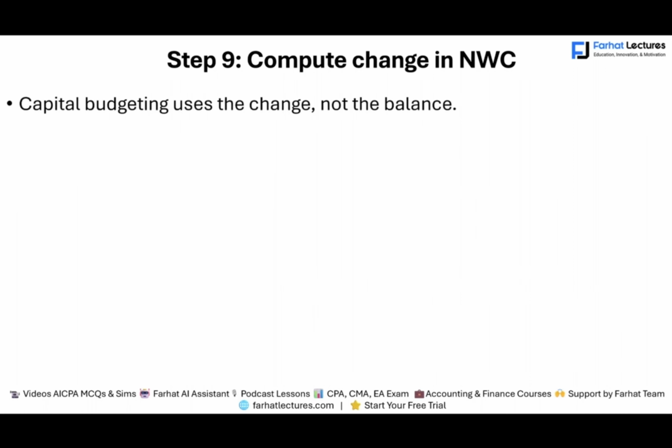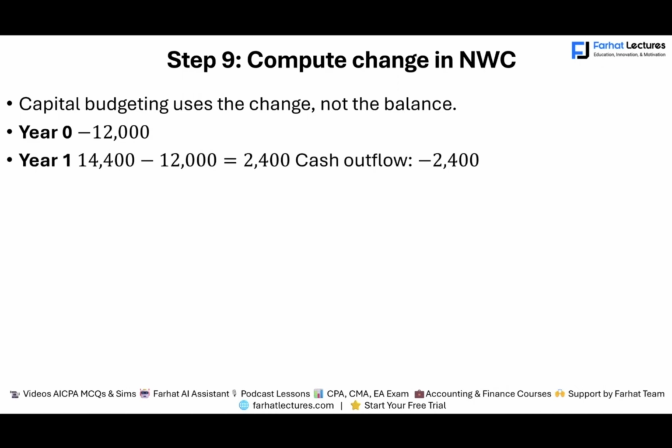Capital budgeting uses the change, not the balance. So what does that mean? It means in year 1, we purchased 12,000 in year 0 at the beginning, 12,000 for supplies and inventory. In year 1, we needed 14,400, which is 12% times sales, which we computed in the prior slide. That's how much we needed, but we already purchased 12,000 in year 0 at the beginning of the year. Therefore, the cash outflow is 2,400.